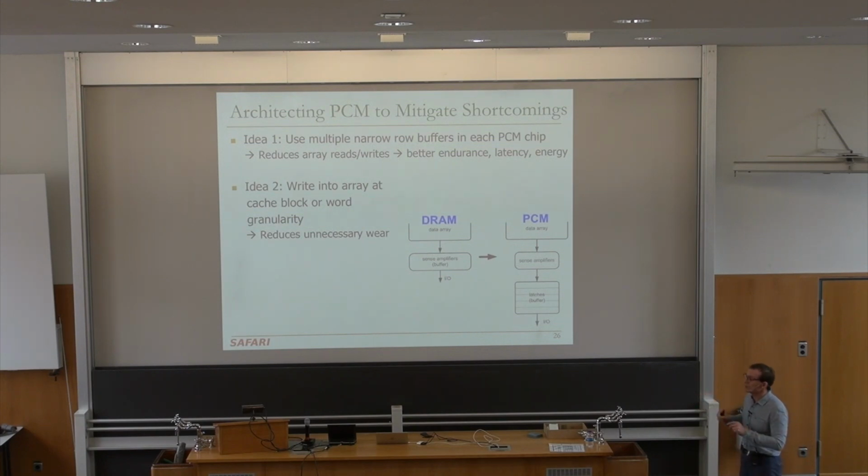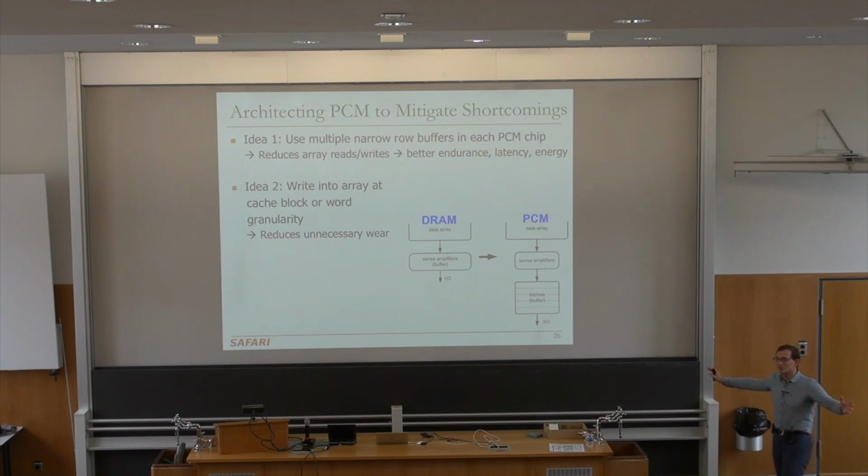So basically, we didn't want to change the system very significantly because we didn't want to go into a hybrid memory, as I said. We wanted to just look at phase change memory. So this is what we did. We actually changed the organization of phase change memory chips. So the first idea, if you look at DRAM, DRAM has a row buffer, which is sense amplifiers, and the size of that row buffer is large.